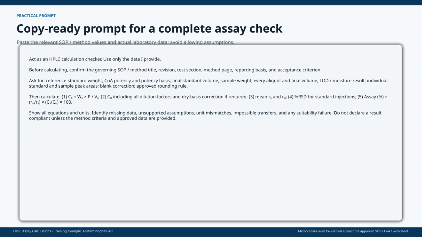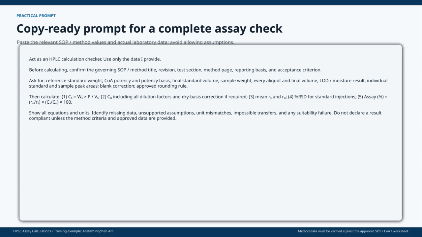Next, you must request specific inputs: reference standard weight, potency and its basis in the COA, final standard volume, sample weight, all aliquot volumes, loss on drying or moisture content, individual peak areas for standards and samples, any blank corrections, and the approved rounding rules.